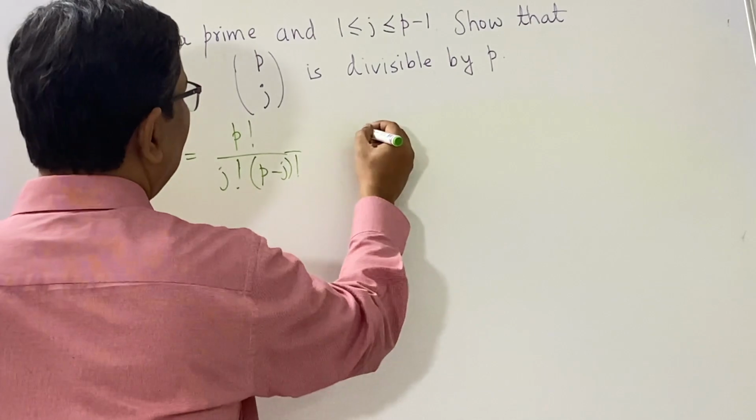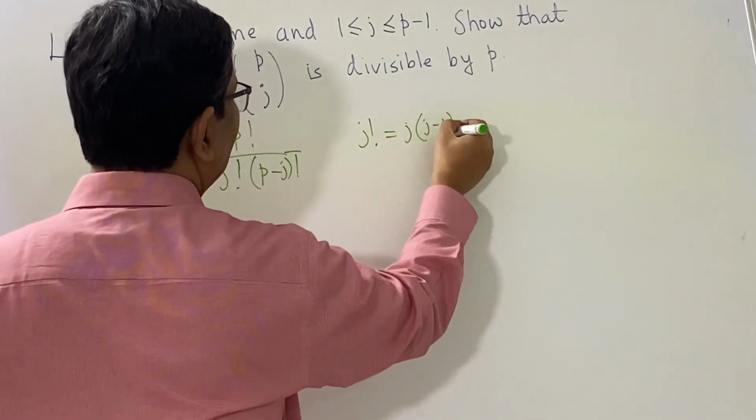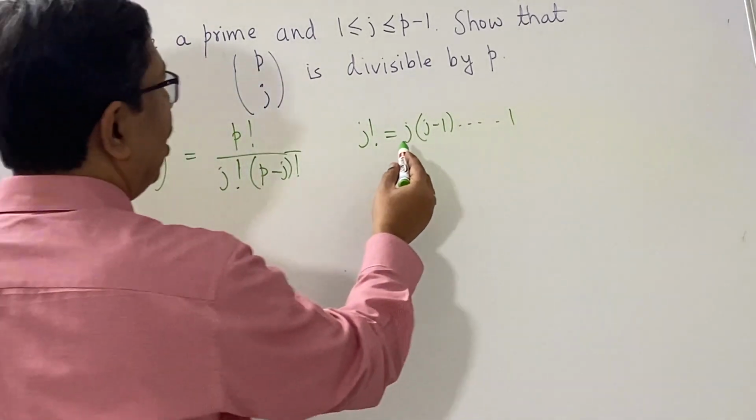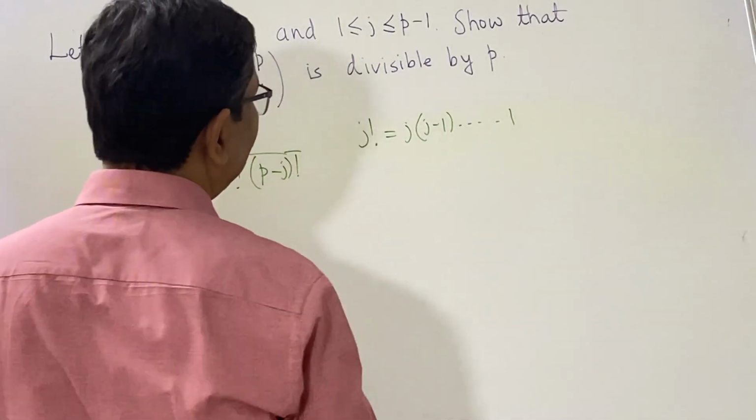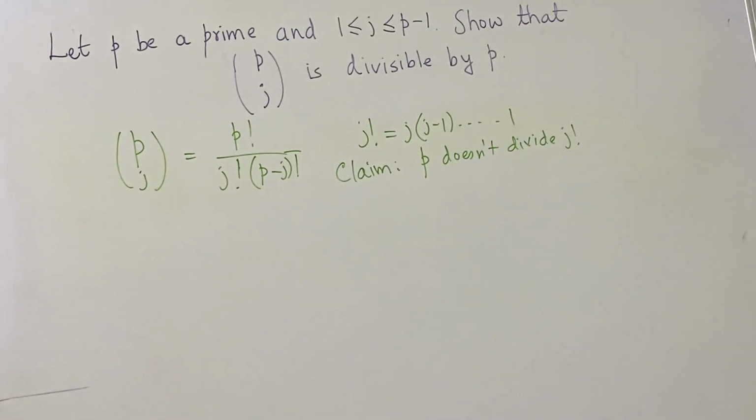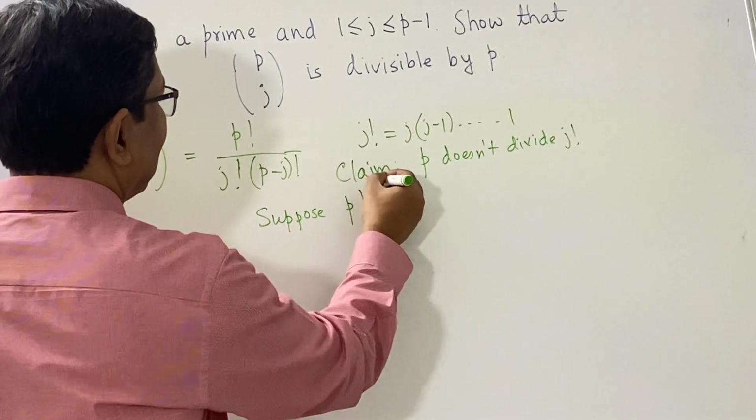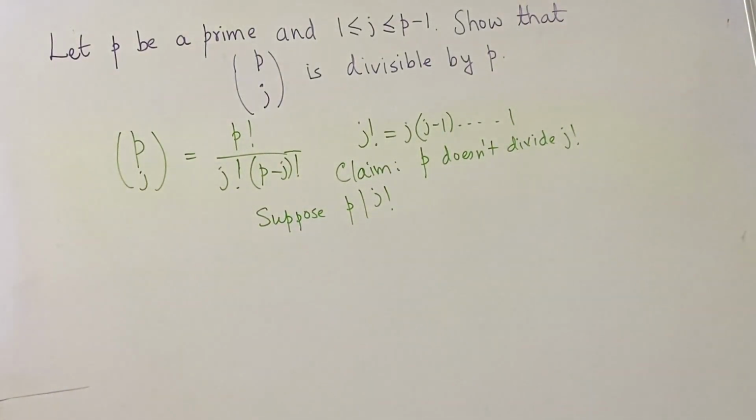Now if you look at J factorial, this is J times J minus 1 down to 1. And all of these numbers are less than P and they do not divide P. We claim that P does not divide J factorial. Now to prove the claim, suppose P divides J factorial. So P divides J factorial.